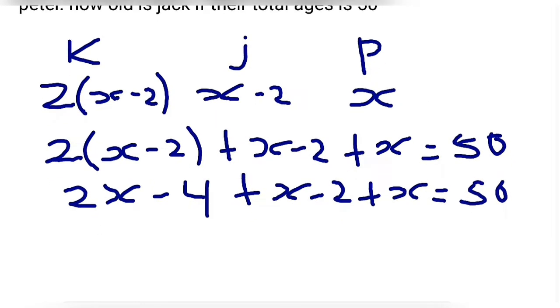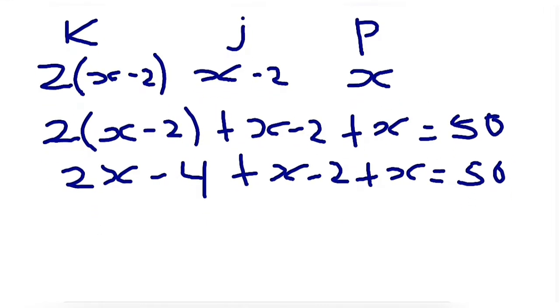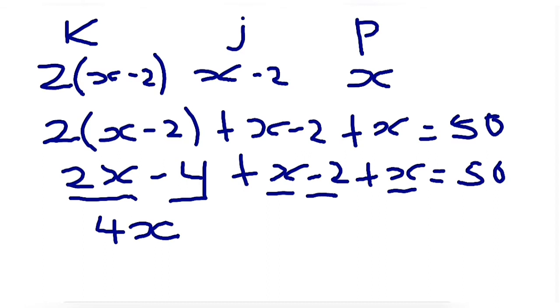So when you look at our equation very well, we have 2x, we have x, and we have x. So when we add them, we shall get 4x. Then negative 4, when we add to negative 2, we shall get negative 6 equals 50.